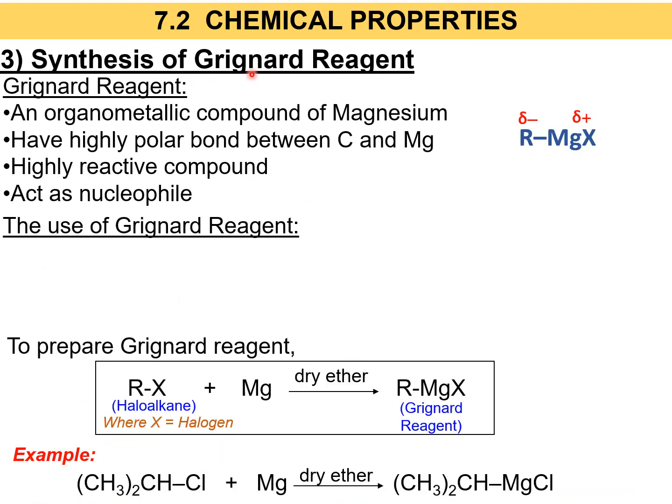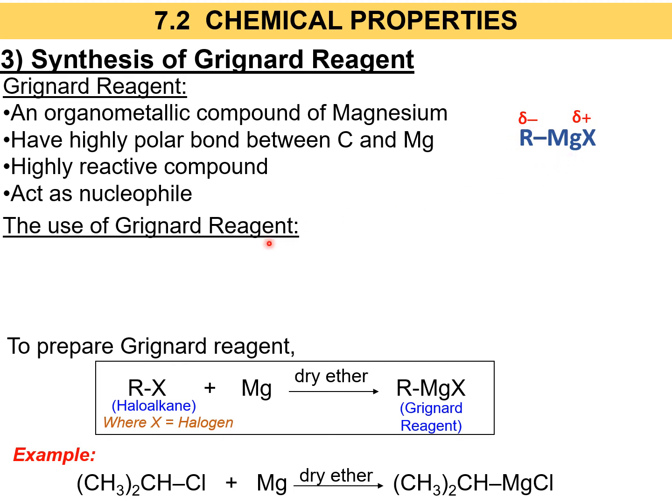Alright, so the last chemical property of haloalkane is the synthesis of Grignard reagent. This is how Grignard reagent looks like, where R ialah alkyl, Mg magnesium, X halogen. So basically it's an organometallic compound of magnesium, and the bond between carbon, R ni alkyl kan, alkyl always starts with carbon. So the bond between carbon and magnesium ni is actually a highly polar bond. Therefore, it will be a highly reactive compound and it can act as nucleophile.